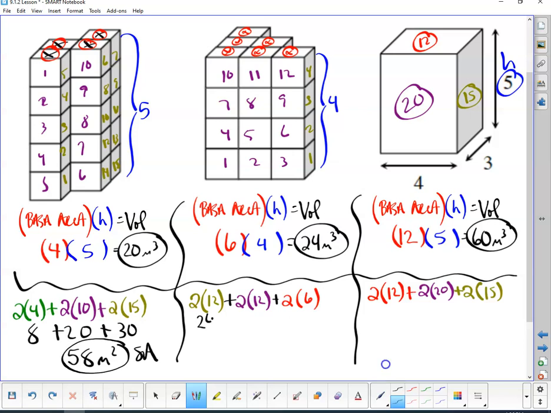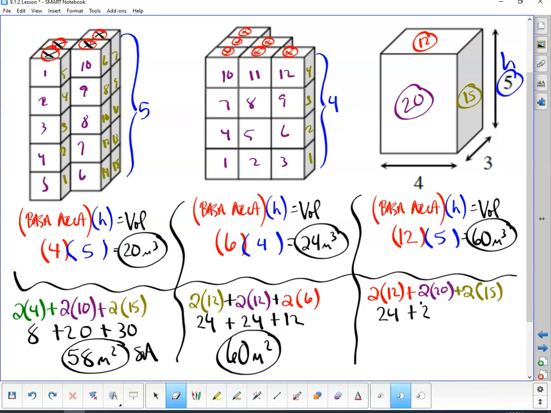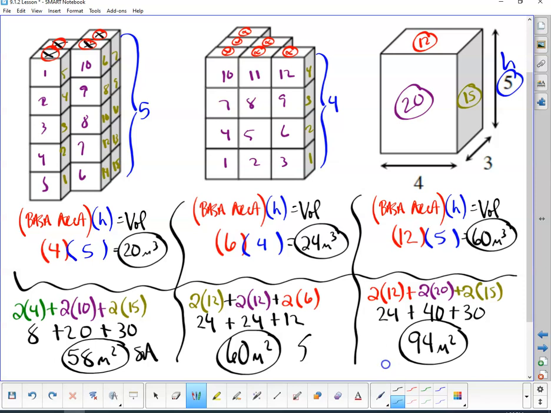And here we have 24 plus 24 plus 12, which is the same thing as apparently 12 times 5, which is going to be 60 units squared. And then here we've got 24 plus 40, plus 30, which is 70, plus 24, which is going to be 94 units squared. Surface area, surface area.